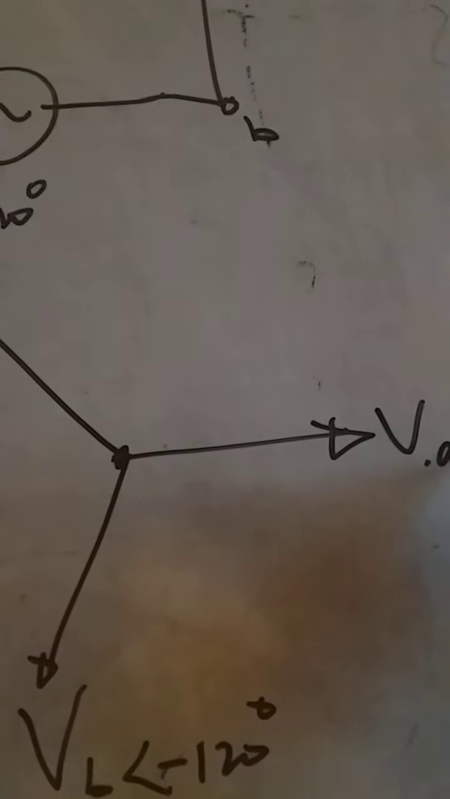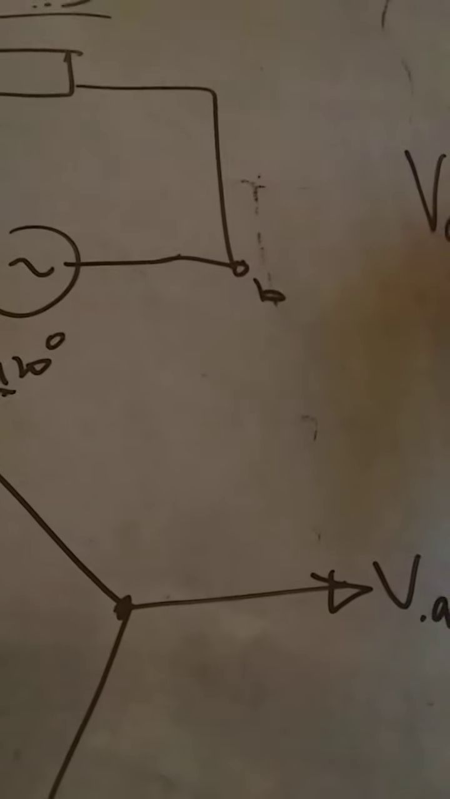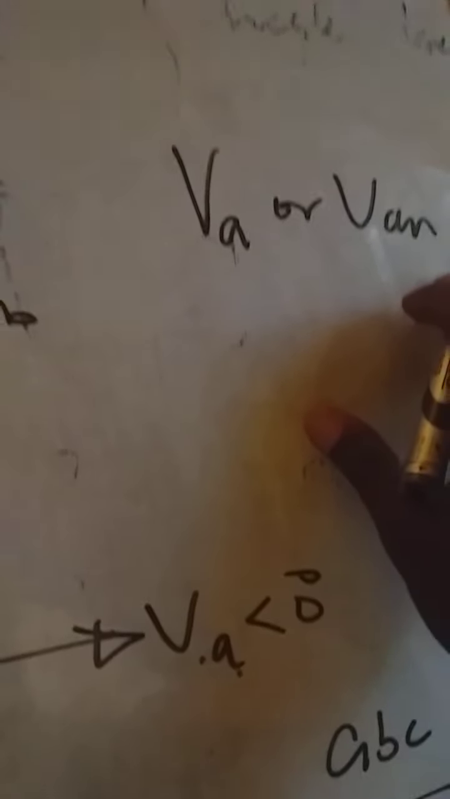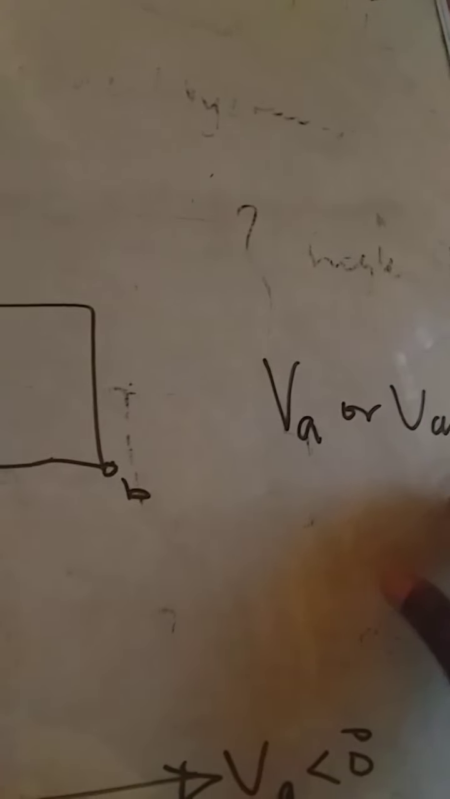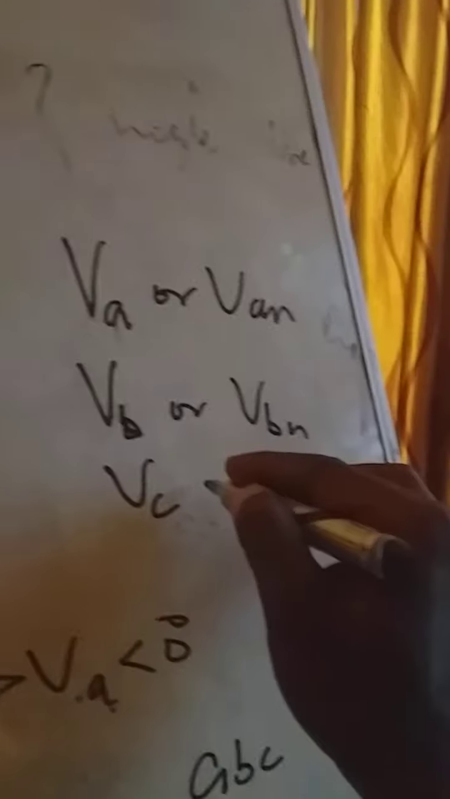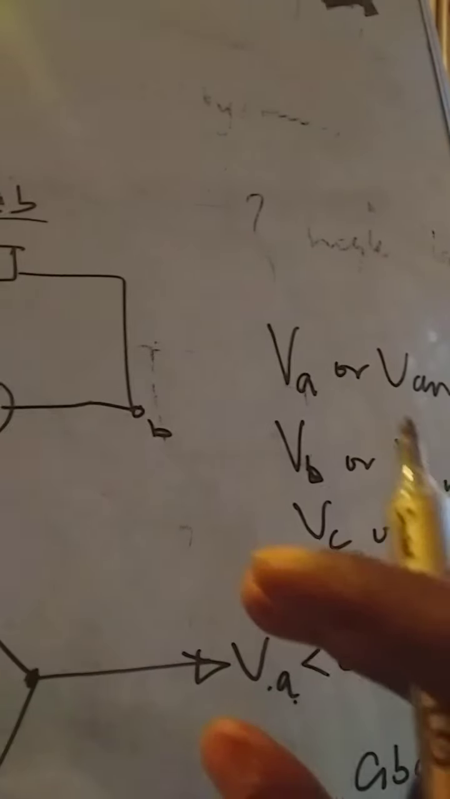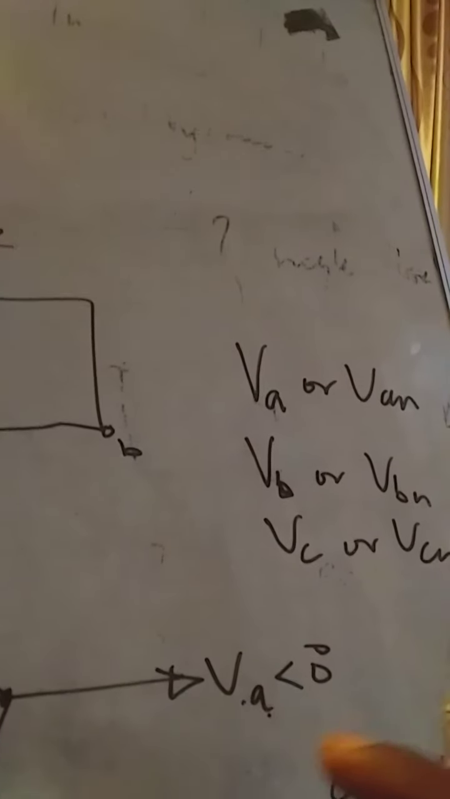this VA means it is phase voltage. We represent phase voltage by only one subscript, or we say VA or VAN. This is a phase voltage. Whenever you see VA single subscript or VAN, it is a phase voltage. So VB also is a phase voltage, or VBN, VC also, or VCN. Right. The line voltage will always be two subscripts, which is AB, BC, or CA.